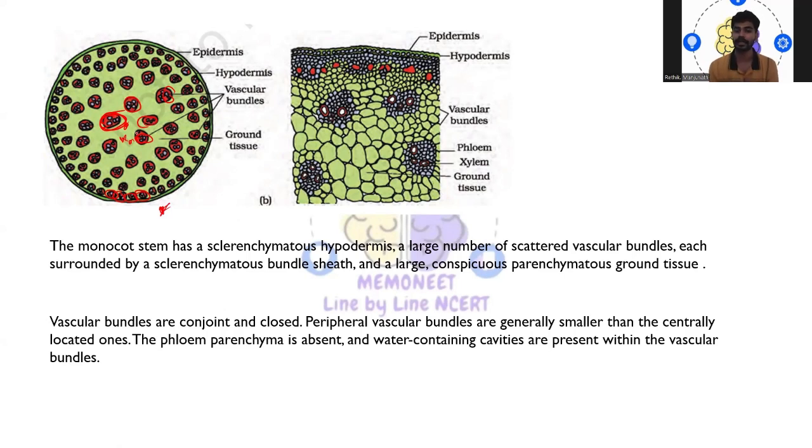Then the phloem parenchyma is absent here. And water-containing cavities are present within the vascular bundles. So this was all about what? Monocot stem. So we got to know the difference between the dicot and monocot stem. Clear? So this was all about the transverse section of monocot and dicot stem.